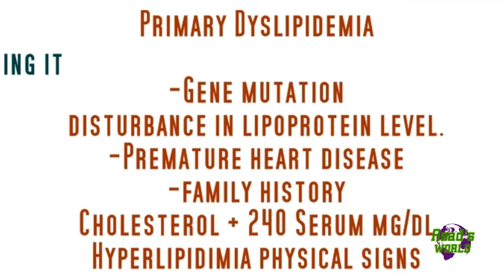Now moving forward to dyslipidemias, first we talk about primary dyslipidemia. It has several types, type 1, 2 and 5, and type 2 has further subtypes, type 2A and type 2B. The cause of primary dyslipidemia is gene mutation, with disturbance in lipoprotein level because of the gene mutations, premature heart disease, family history, cholesterol above 240 mg per dL in serum, and hyperlipidemia physical signs, where you can see lipid aggregation on the skin of the body.